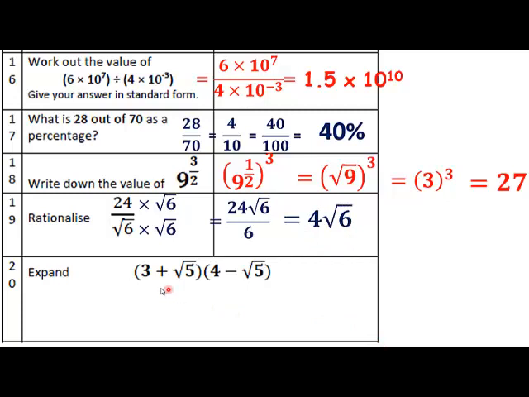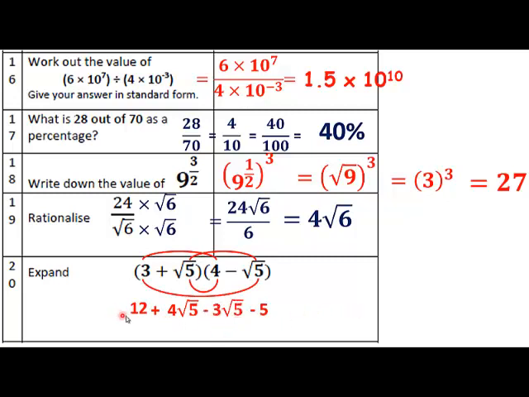Question 20. Times the numbers together. 3 times 4 is 12. I'm going to times the roots together. Root 5 times root 5 is going to be 5, but one's a plus and one's a minus, so it's minus 5. Plus root 5 times 4 is plus 4 root 5. 3 times root 5 minus root 5 is minus 3 root 5.